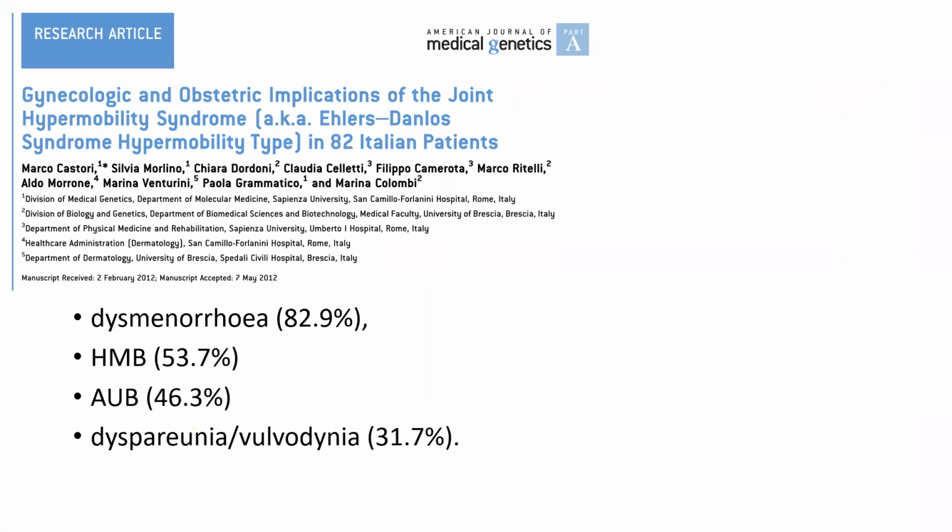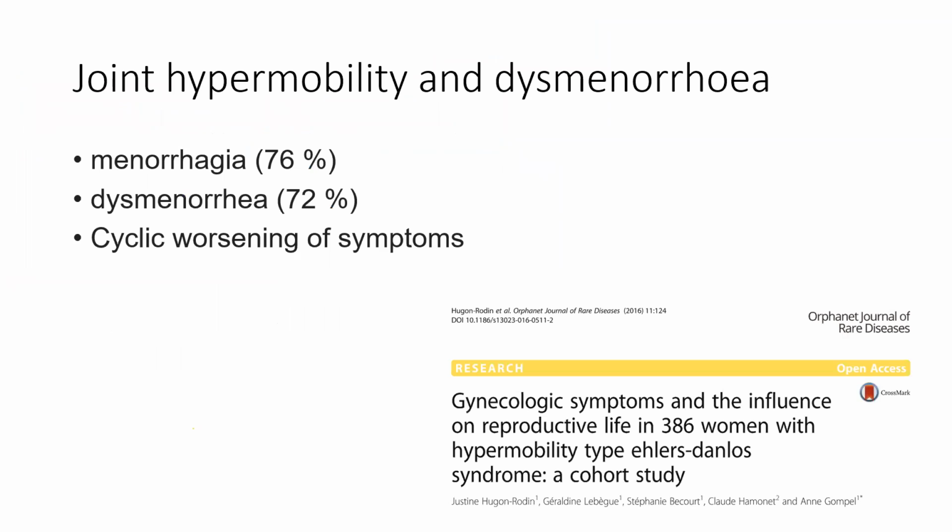This study was done in patients with hypermobile Ehlers-Danlos, and it showed that dysmenorrhea was found in 83%, heavy menstrual bleeding in 54%, and dyspareunia is another problem that patients don't really talk about, but 32% of them had that. Another study in a cohort of 386 women with hypermobile Ehlers-Danlos, 76% had menorrhagia, 72% had dysmenorrhea, and they also showed that there was cyclic worsening of symptoms.